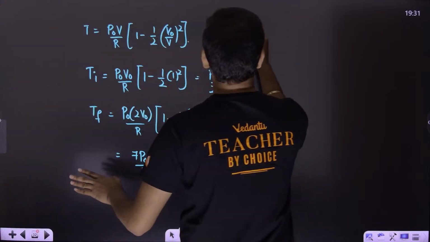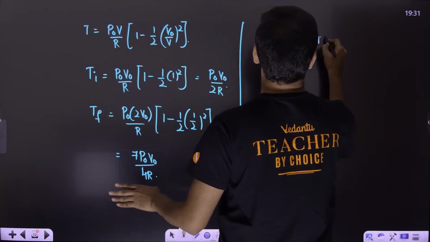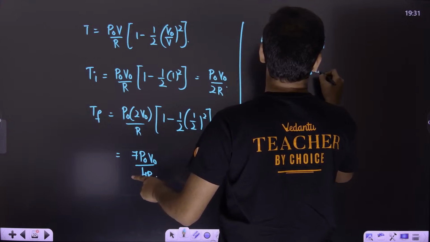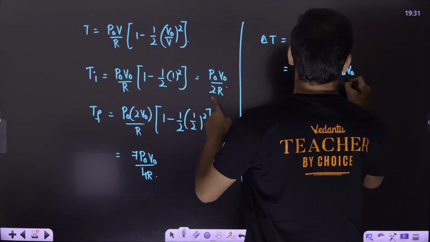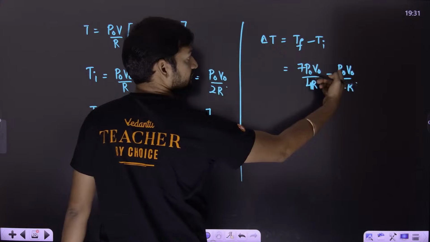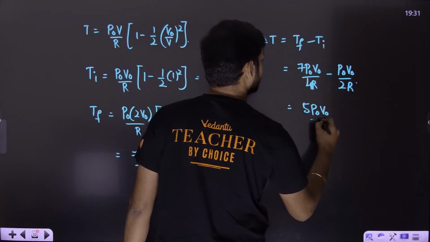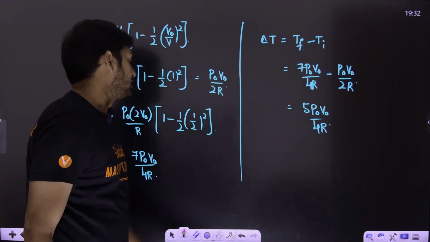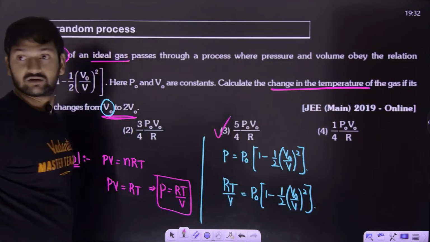Now, if I am going to talk about the change in temperature, what they have asked, it is T final minus T initial, which is going to be what? 7 P naught V naught by 4R minus P naught V naught by 2R. So you multiply with the 2 and divide with the 2. As a result, you get 5 P naught V naught by 4R as your answer.